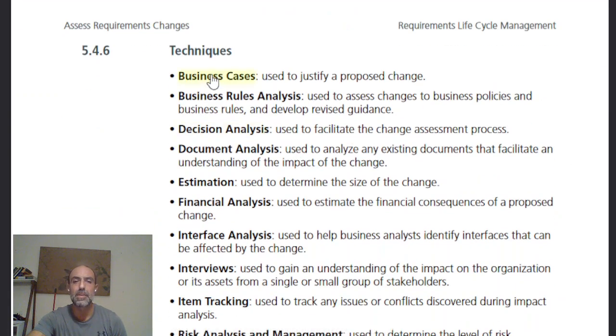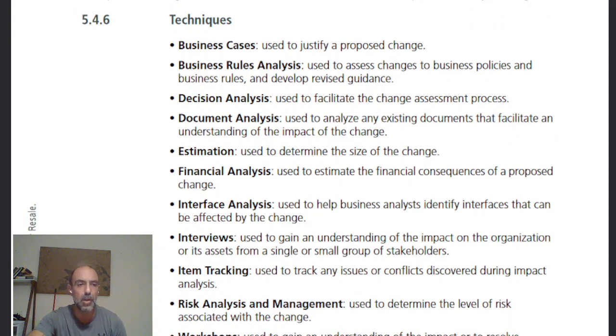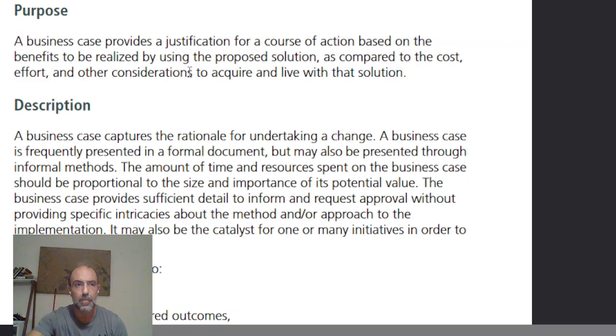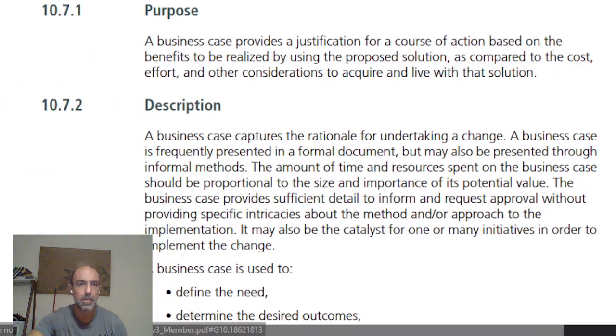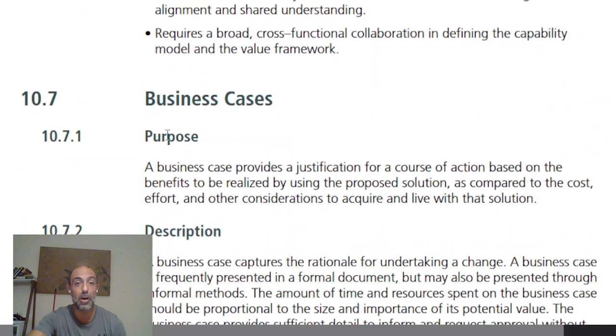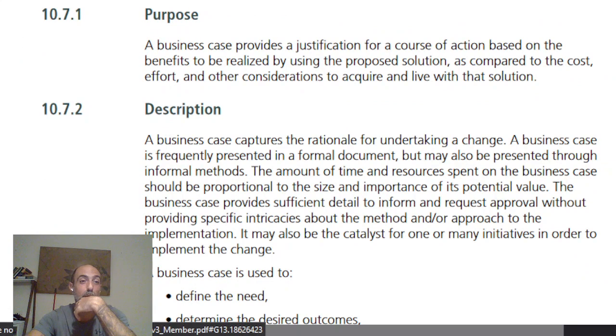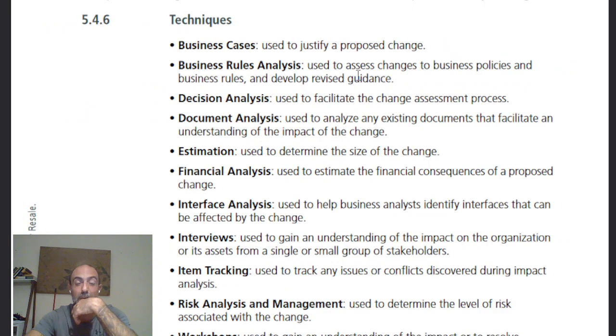And what are the techniques? Business cases used to identify proposed change. Business rules analysis used to assess. I think there's a full chapter on techniques, by the way. Because this leads me to page 107. Can you guys see them? Business cases. Oh, chapter 10. There's a full chapter on all the different kinds of techniques that we can use. Over 30 techniques. That means we're gonna go through all the techniques later on in the future.